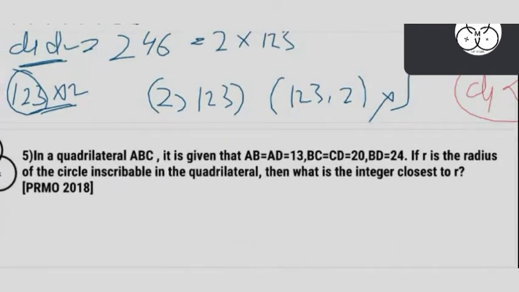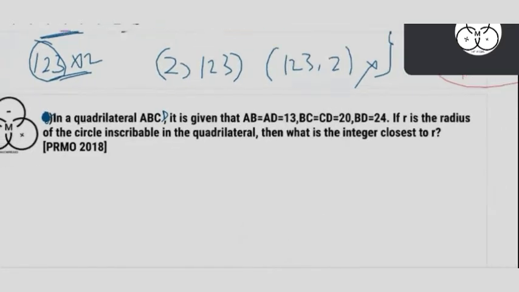In a quadrilateral ABCD, it is given that AB equals AD equals 13, BC equals CD equals 20, BD equals 24. If R is the radius of the circle inscribable in the quadrilateral, then what is the integer closest to R? Fine. Let me solve this problem.